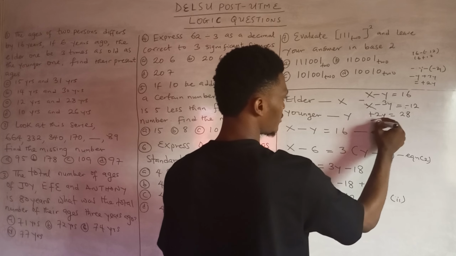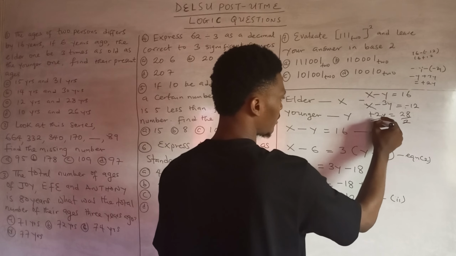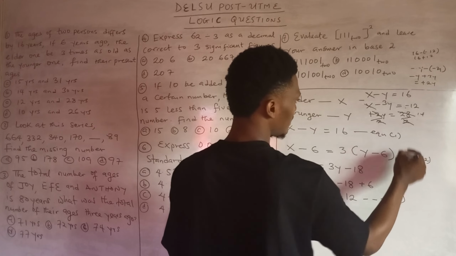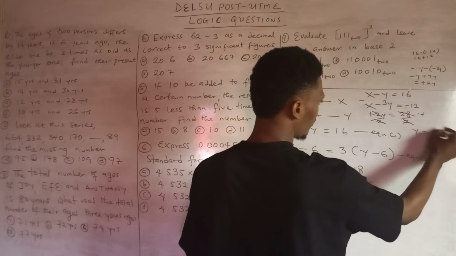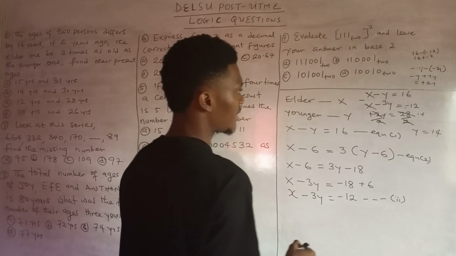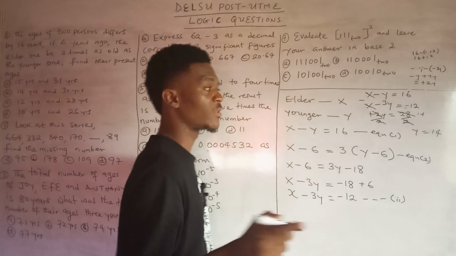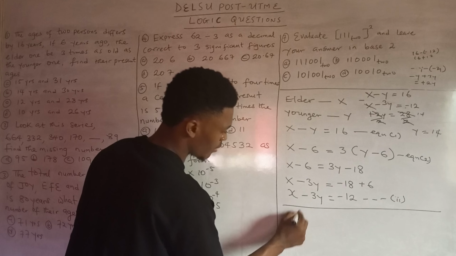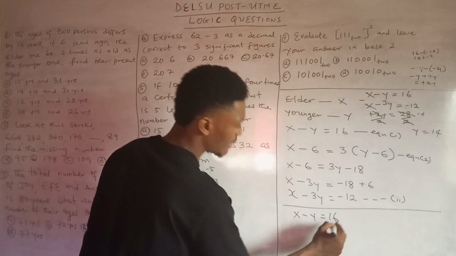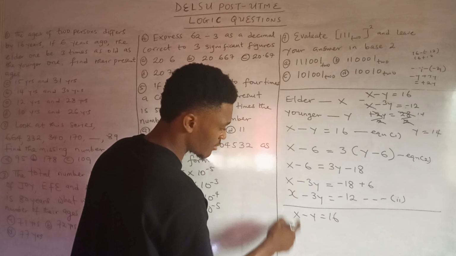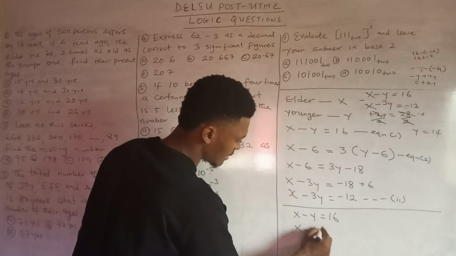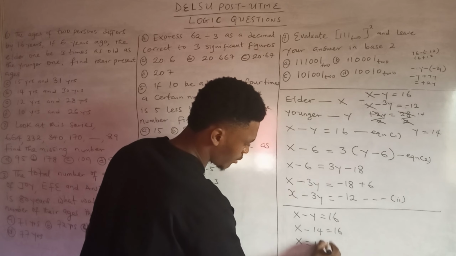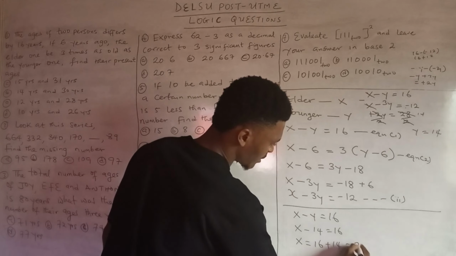So we have to divide both sides by 2 to get y. So when we do that, the 2 cancels and 2 into 28, that should be 14. So our y is equal to 14. So if our y is 14, we can actually get our x by simply substituting 14 for y in equation 1, which is x minus y equal to 16, and we know our y already to be 14. So that becomes x minus 14 equal to 16. So when we collect like terms, x equal to 16 plus 14, that should be 30.